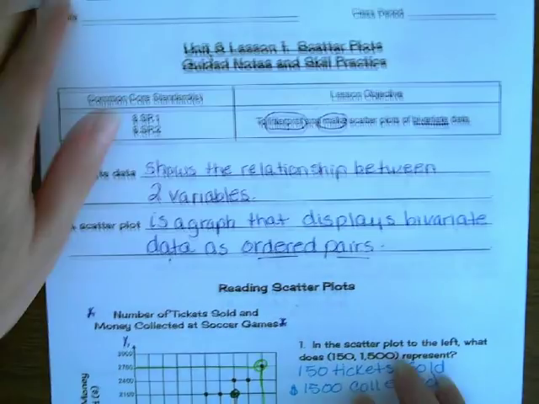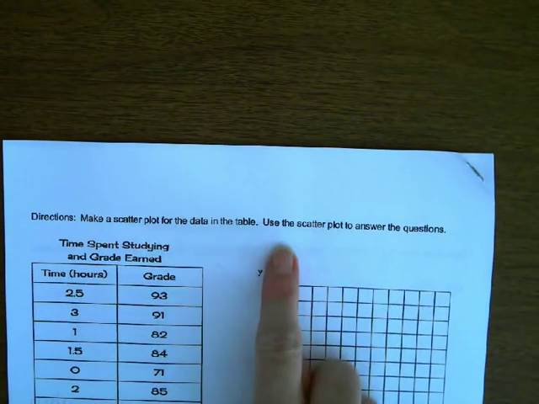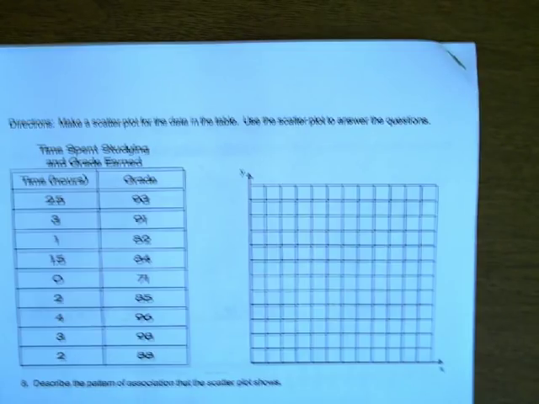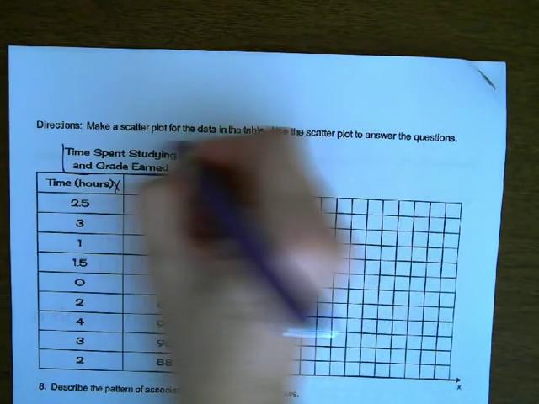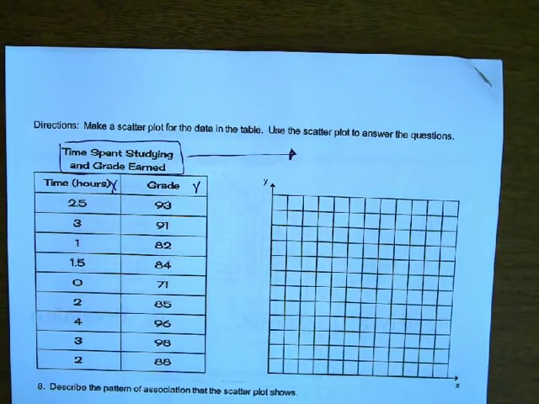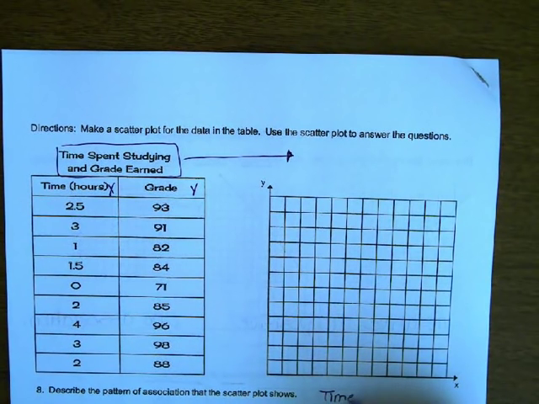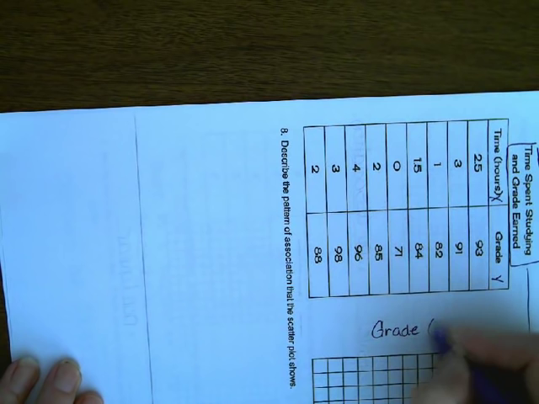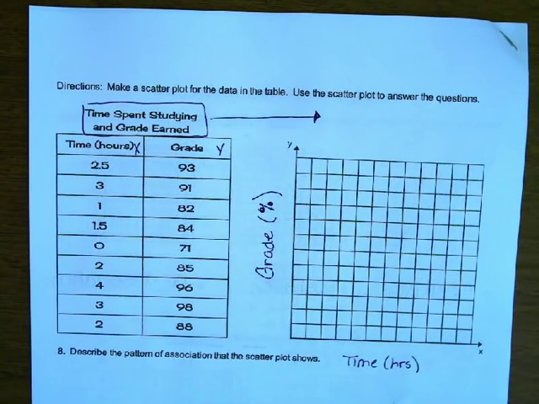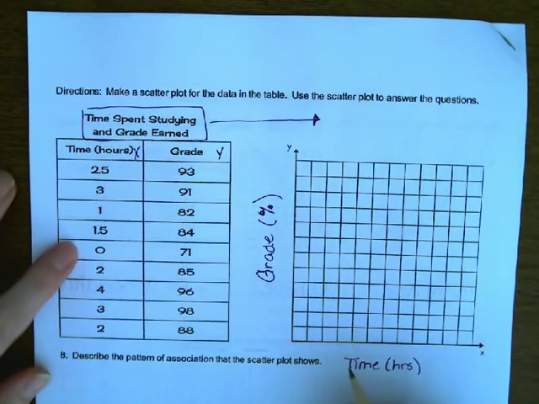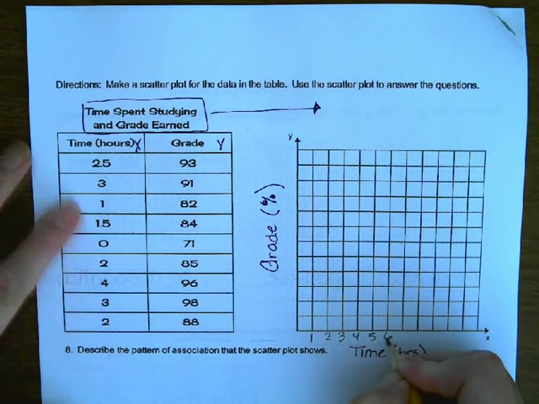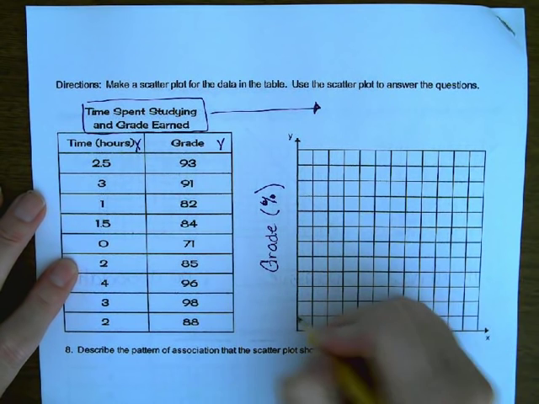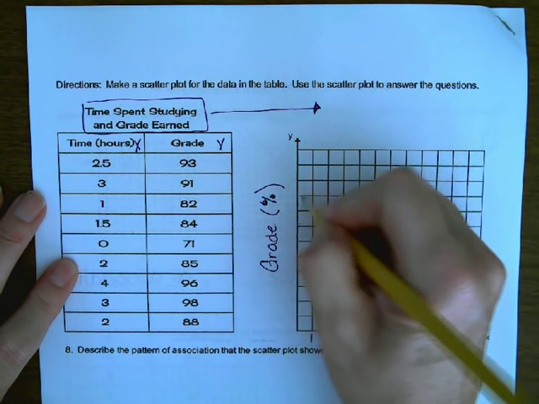And lastly, we're going to make a scatter plot, and we're going to use that scatter plot to answer the question. So here's X, Y, time spent studying and grade earned. Look at your teacher getting lazy over here. That's my title. All right, so time is going to be measured in hours, and the grade looks like it's measured in percent. I'm pretty sure that we could count by 1, 2, 3, 4, 5, 6. I don't have to go too far. And let's see, can I go by 10? 10, 20, 30, 40, 50, 60, 70, 80, 90, 100. Yeah, I can go by 10. That'll work.